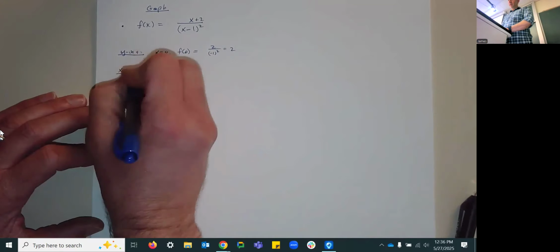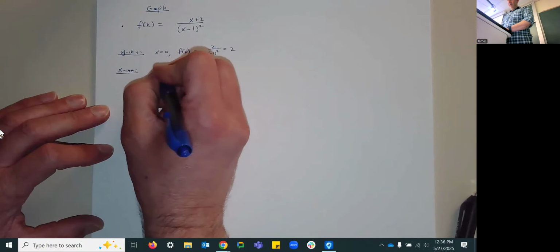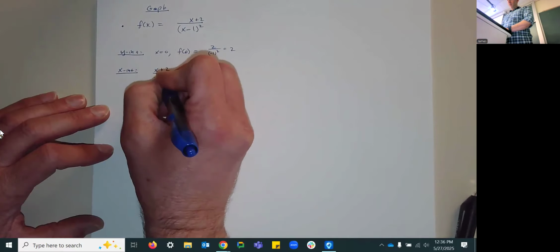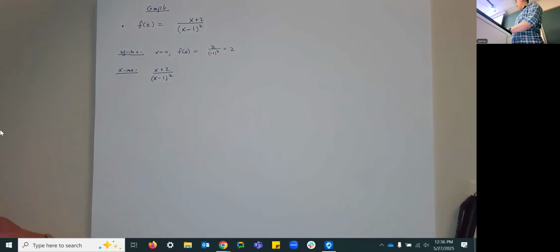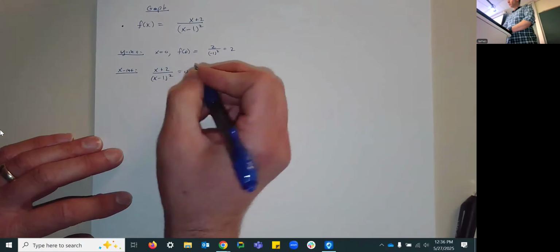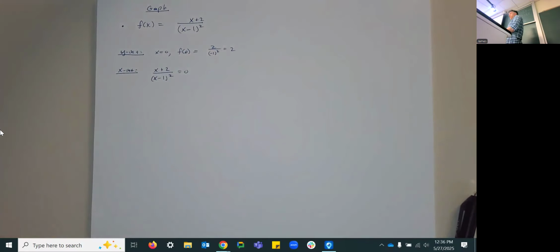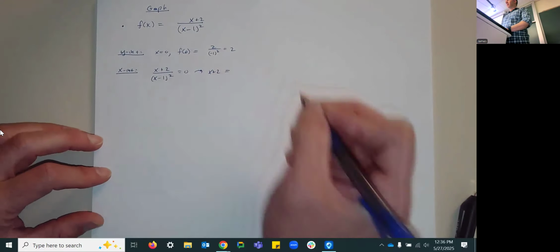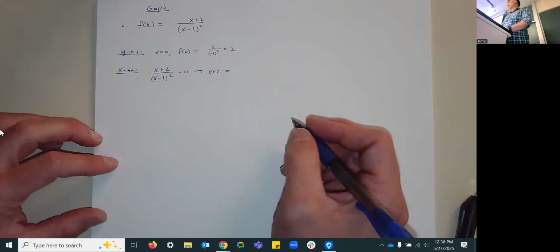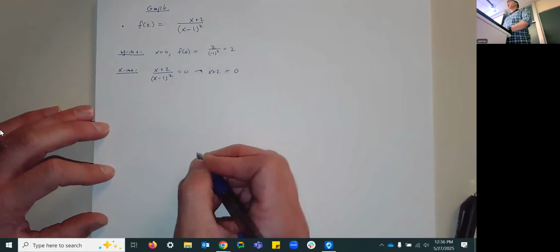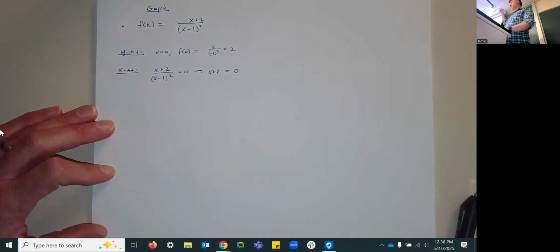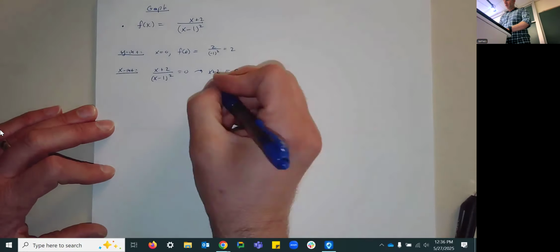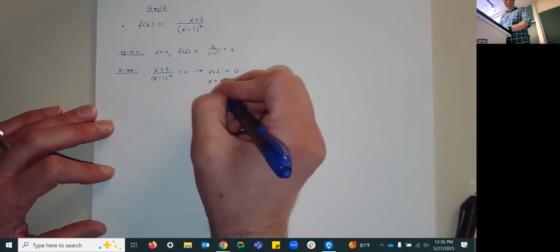X-intercepts. Set the whole thing equal to 0, or set y equal to 0 if you want to think of it that way. Now, when we set a rational function equal to 0, the shortcut is just to set the top equal to 0. Because really what we're doing is multiplying both sides by the denominator. If we multiply the left-hand side by x minus 1 squared, we get x plus 2. If we multiply the right-hand side by anything, we still get 0, because 0 times anything is still 0. So we're really just setting the top part of that quotient equal to 0. So we get x equal to negative 2. So that's our x-intercept.